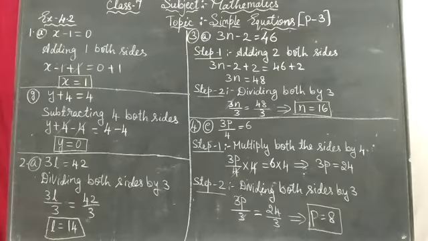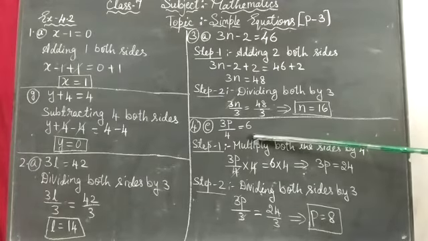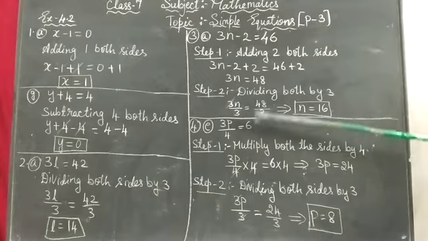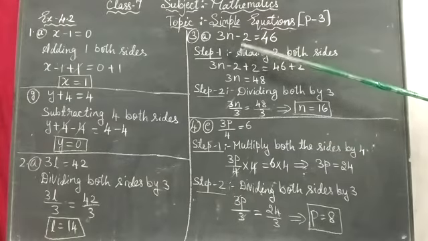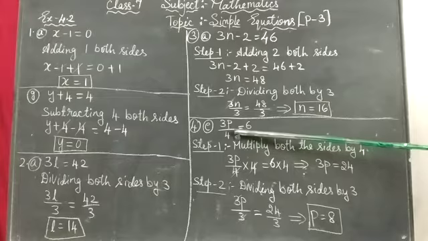The last main here: solve the following equations. What have they given? Solve the following equation. What do we have to solve? We have to find the value of the variable. Right? Solve the following means what? We have to find the value of the variable. In this, I have taken the problem 3p by 4 is equal to 6. Here it was minus and multiplication. Here it is division and multiplication with the variable.